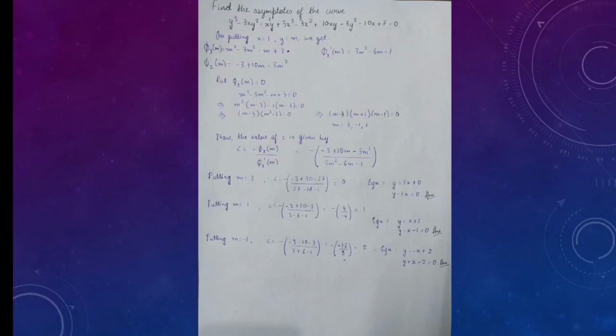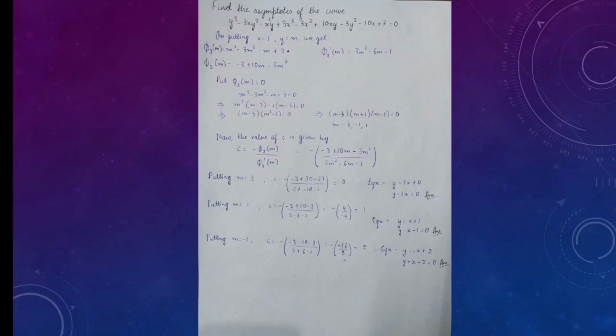Now the value of c is given by c is equal to minus phi 2m upon phi 3 dash m, which is equal to minus in bracket minus 3 plus 10m minus 3m square upon 3m square minus 6m minus 1. So putting m is equal to 3, we'll get the value of c to be 0. So the equation will be y is equal to 3x plus 0, then y minus 3x is equal to 0.